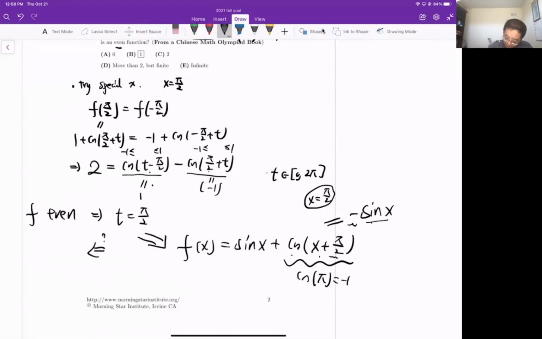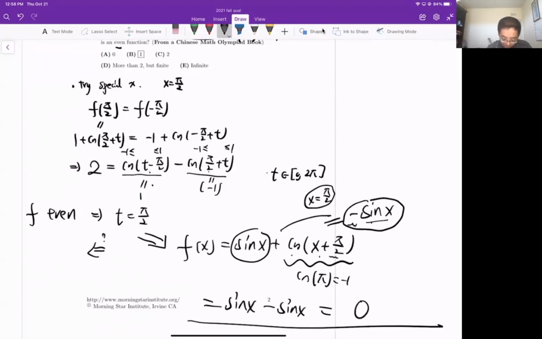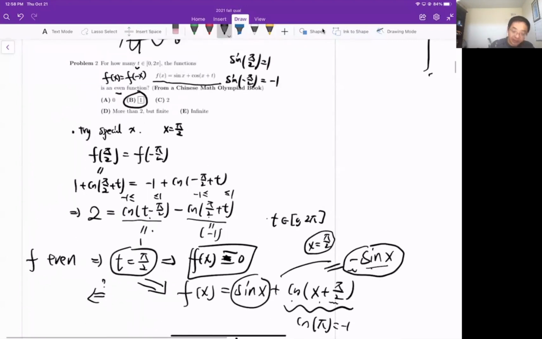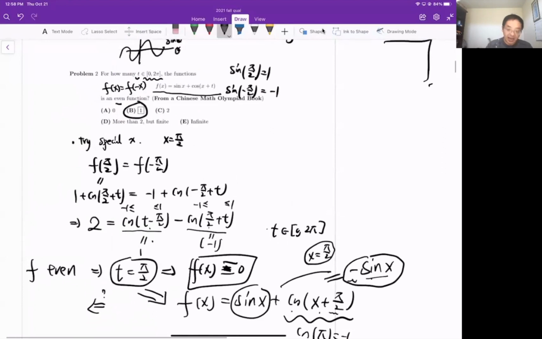So this equals negative sine x, and if we combine them, we just get sine x minus sine x, which is constant 0. So if t equals pi over 2, our function f(x) is constantly 0. It's constant 0. Of course, it's an even function. So the answer is 1. There's only one, which is t equals pi over 2 between 0 and 2 pi.